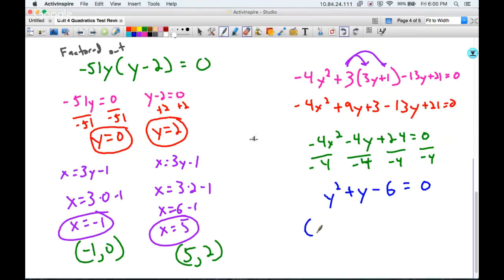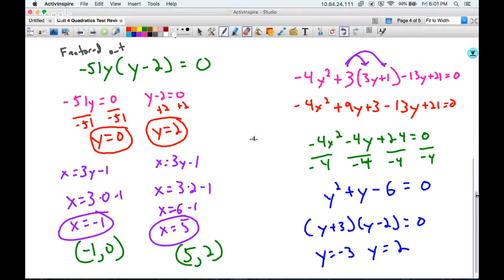This can be simplified using simple factoring. Just create this structure here. Two numbers that multiply to be -6, but add to be +1. That's going to be a +3 and a -2. And then we get y equals -3 and y equals 2 after using the zero product property.